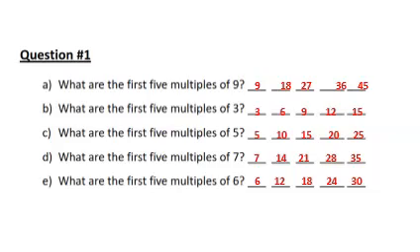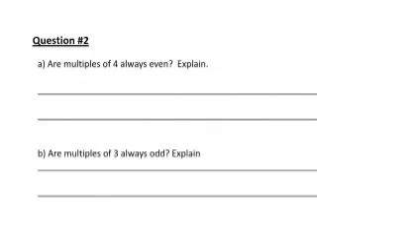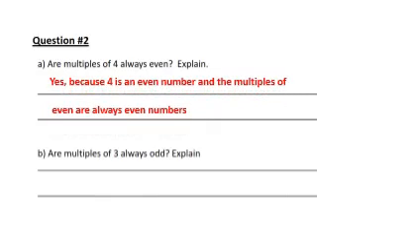Let us now do question number 2. They asked us, are multiples of 4 always even, and explain. Well, yes, all the multiples of 4 are even because 4 is an even number and the multiples of even numbers are always even. Now, are the multiples of 3 always odd, and explain.